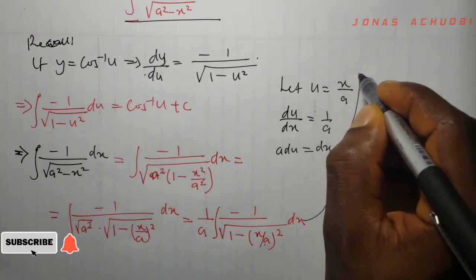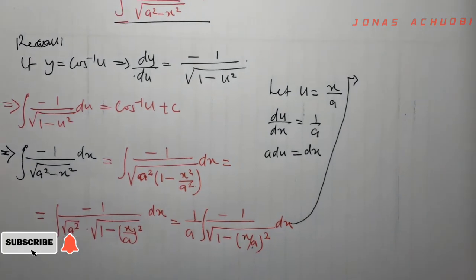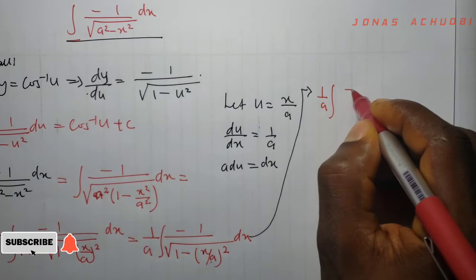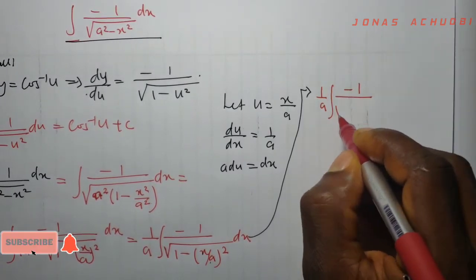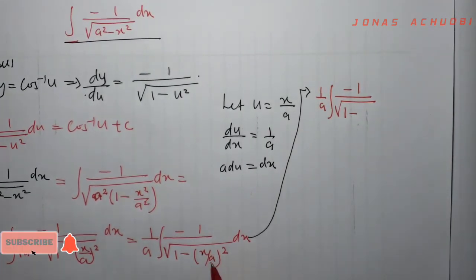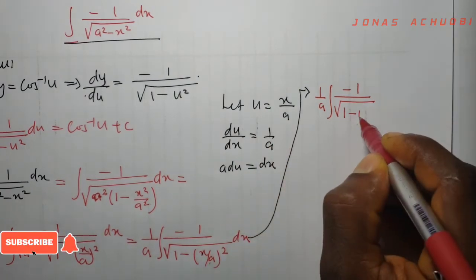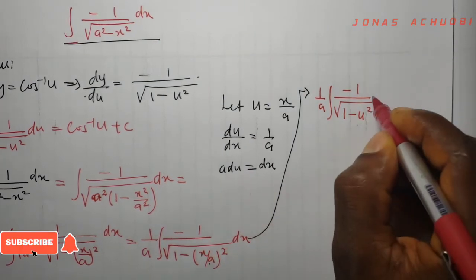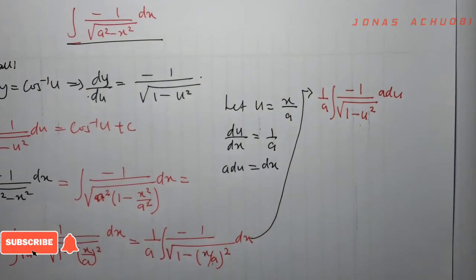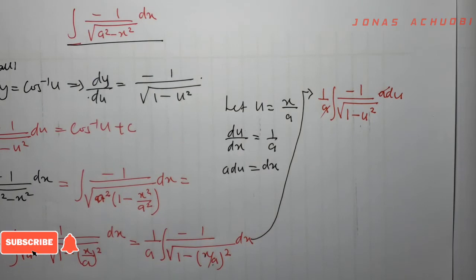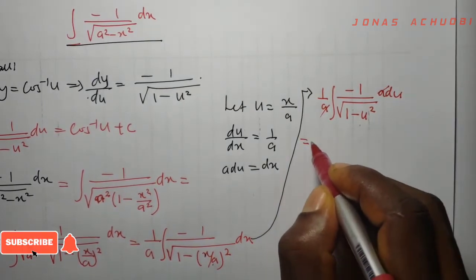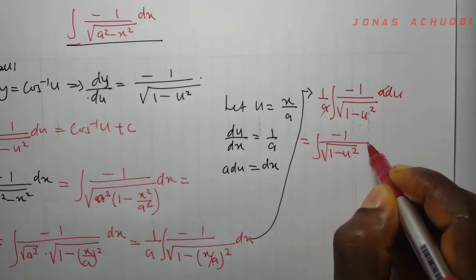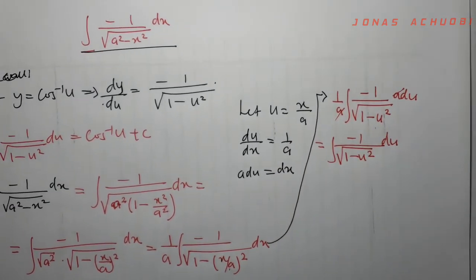So this integral here becomes 1 over a integral of -1 over the square root of 1 minus, x over a is now u, u squared. Our dx is now a du, with respect to u. Now this a here will knock off the a down here, and what we have left is the integral of -1 over the square root of 1 minus u squared with respect to u.